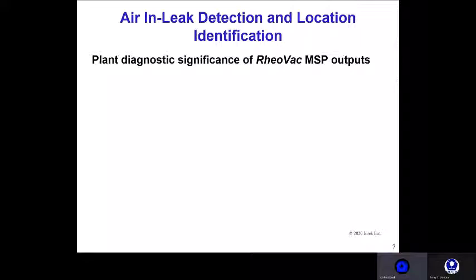The REEVAC instrument provides several outputs related to condenser performance. But for our purposes in this presentation, I will highlight a few of the significant outputs used for leak detection. First and most importantly, it provides an absolute value for the total amount of air in-leakage into the condenser from all sources.